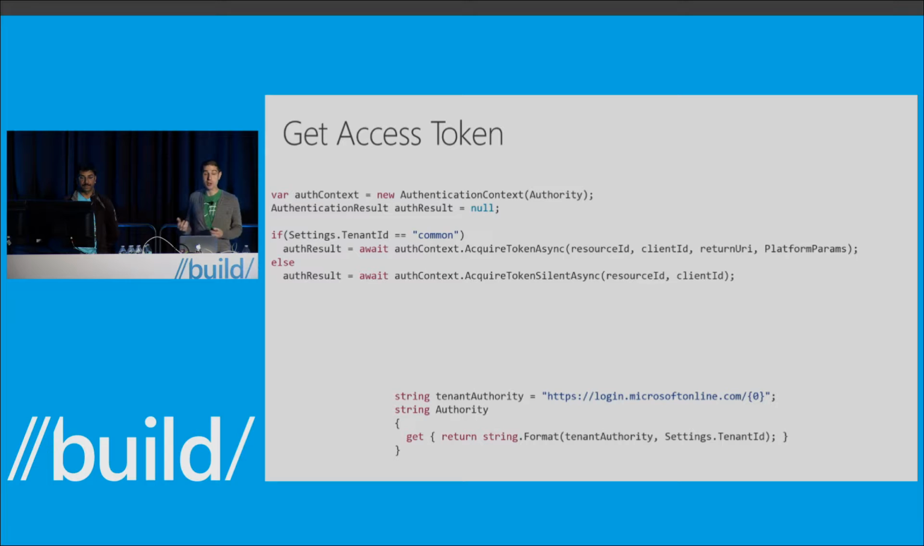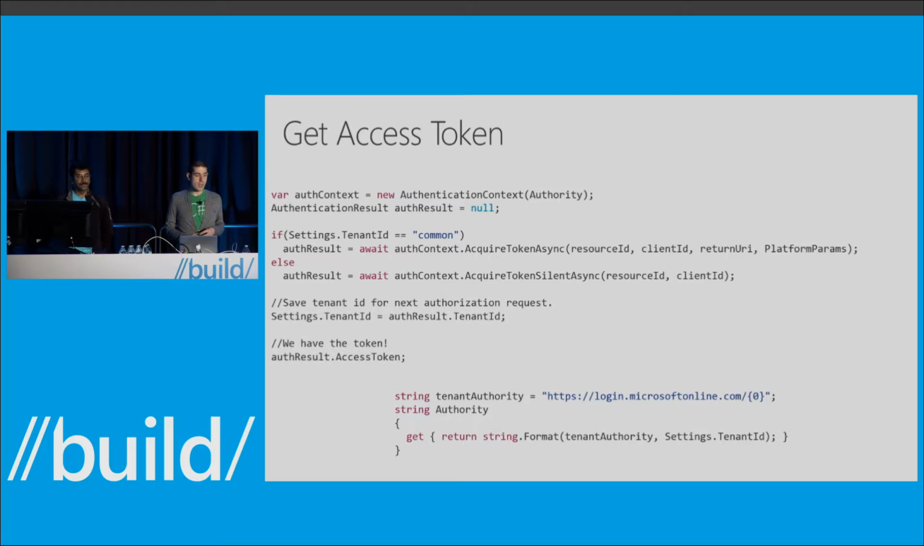Here, I'm going to check to see if my current tenant ID is common. If so, acquire that token async, so it'll prompt the user. Else, you can do it silently, because it'll automatically handle the refreshing for you as well. And then when that returns, all async await, I get my ID back and my access token, and I'm good to go.